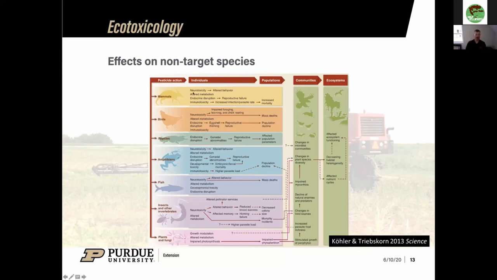The other thing I want to highlight very briefly is that as you start to move to higher levels of biological organization, to the community level and ecosystem level, we don't have as much information. We know more about the individual level and less about these broader-scale impacts of these contaminants on communities as well as ecosystems. That is starting to grow in the literature, but we need a lot more information about these overall effects on our ecosystems.